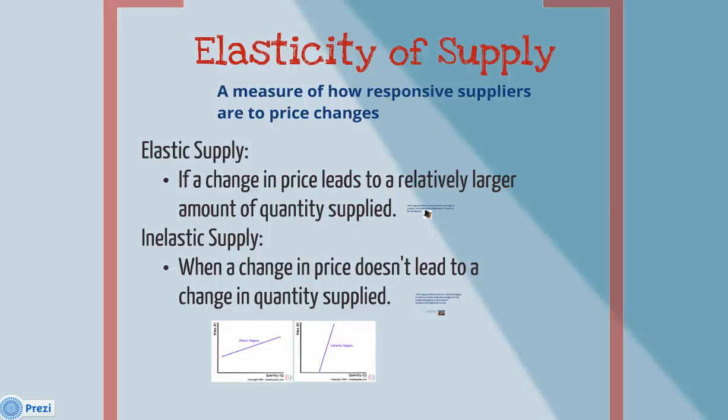And then we're going to move on to section 4 of the chapter, to elasticity of supply. Again, this is really similar to elasticity of demand. Essentially, if a change in price leads to a relatively larger amount of quantity supplied, then the supply is elastic. And inelastic supply is when a change in price doesn't lead to a change in quantity supplied.